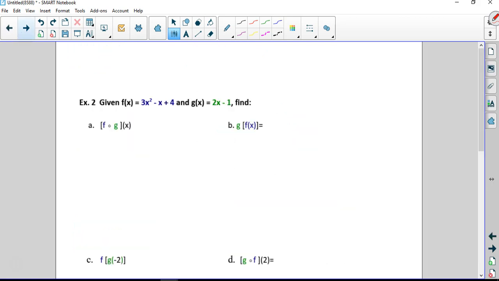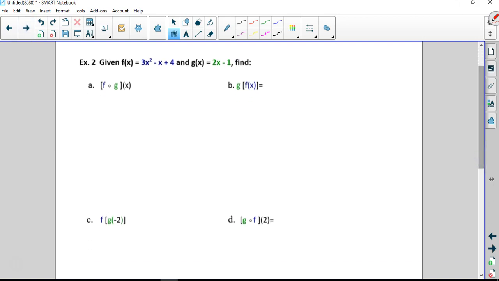Example 2, next page. Now we just have an f of x and g of x. So there's not going to be very many varieties here because we only have 2 options, putting g into f and f into g. First one, we're going to put g into f. Okay? And then we're going to put f into g. And remember, those are just the same thing, just two different ways of writing them.